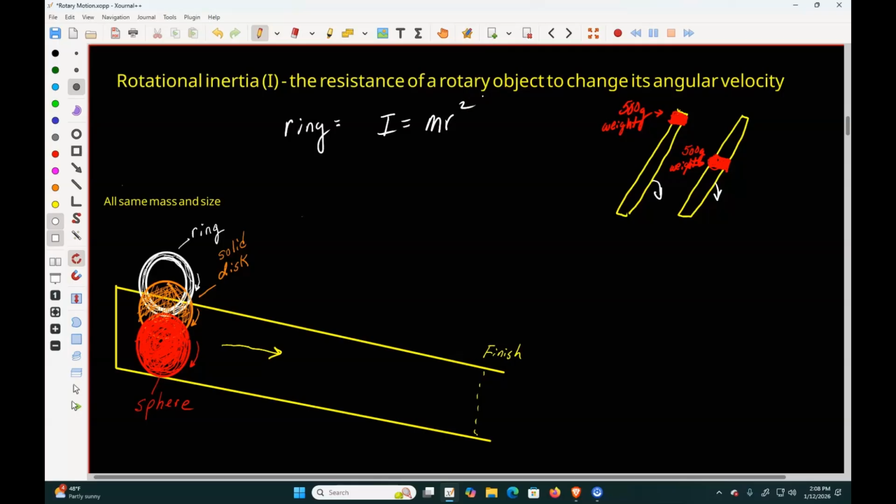Most of the mass of the ring is on this outside. All right, if I have a disk, I is equal to 1/2 mr squared. A disk has an even distribution of mass. And if I have a sphere, that's going to equal 2/5 mr squared.